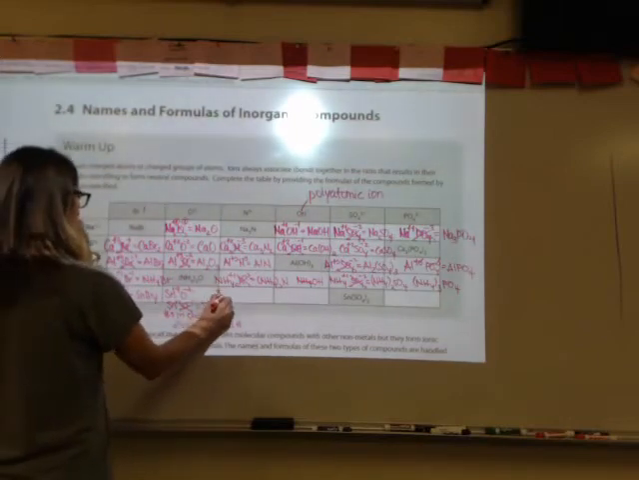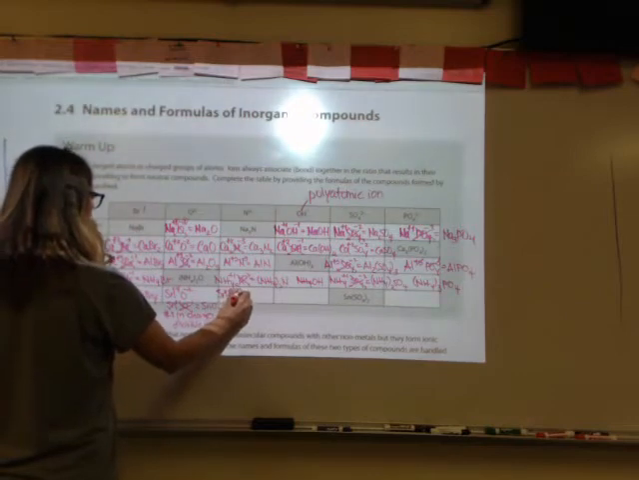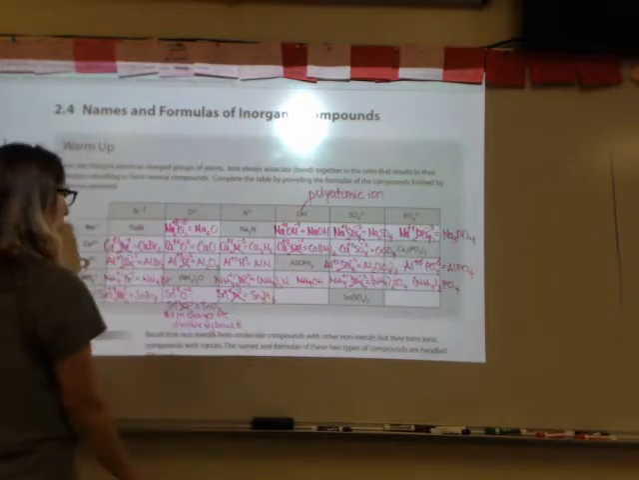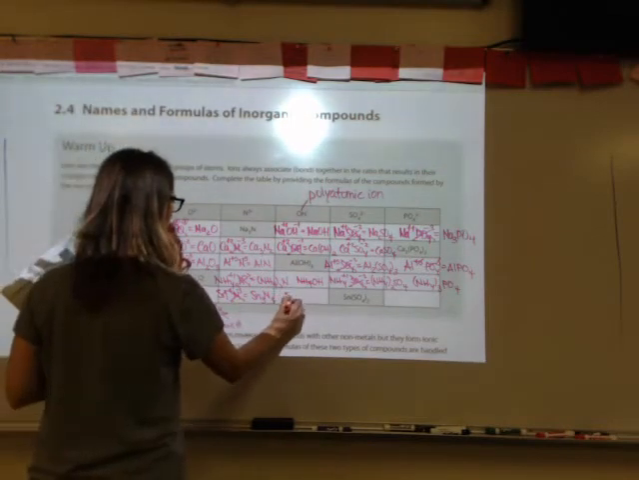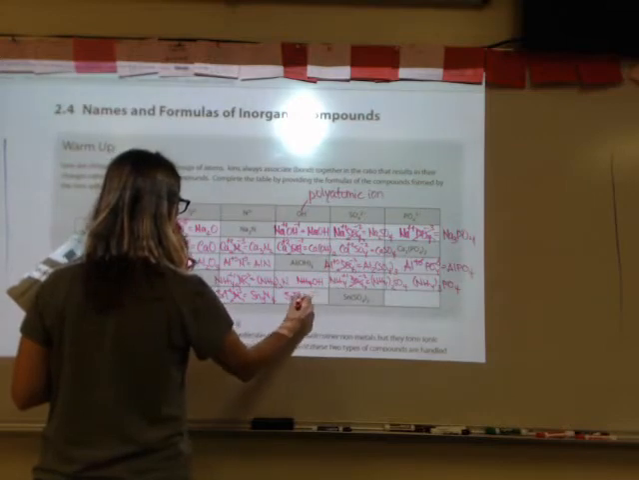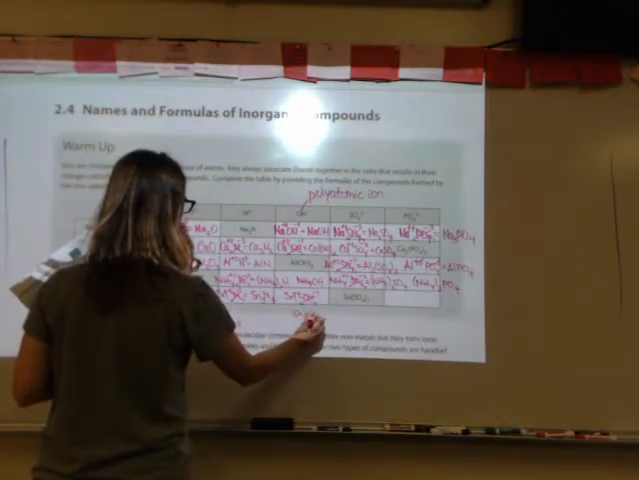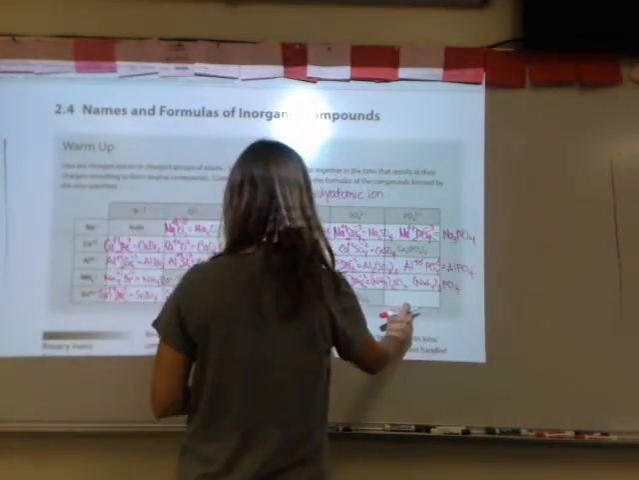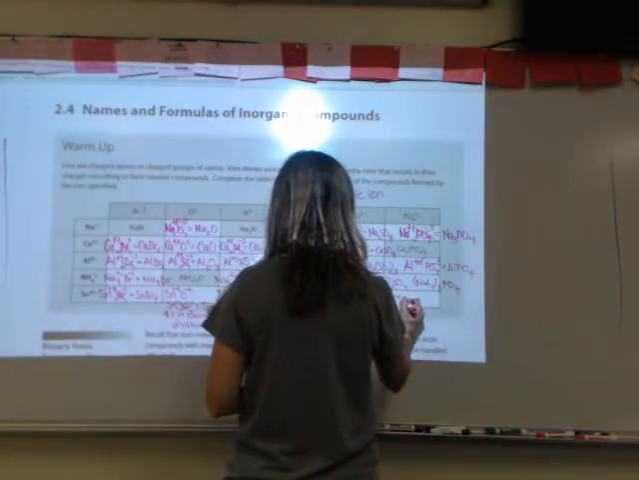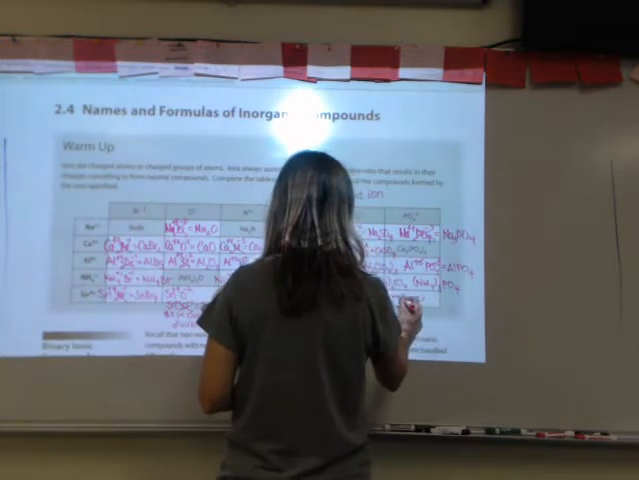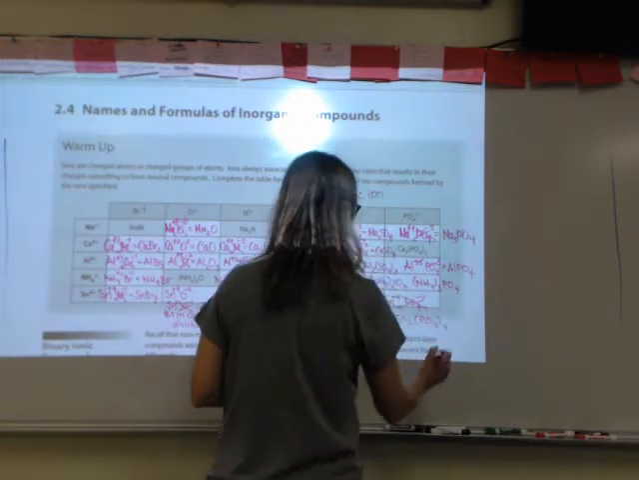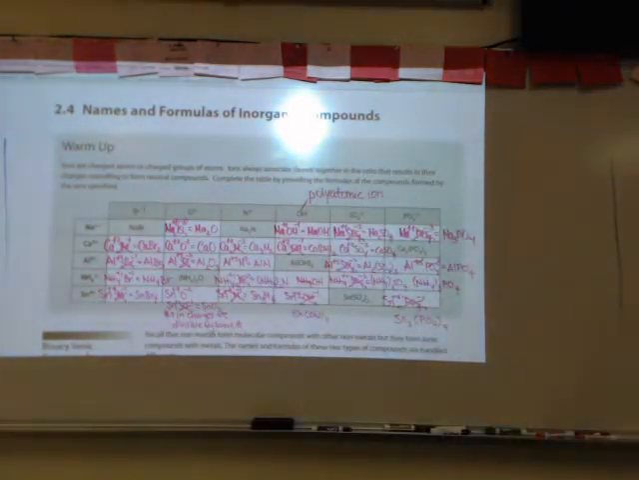This third one, Sn+4 and N-3, you need to cross the numbers and the charges to get Sn3N4. Then Sn+4 with OH-1. You're going to need 4 hydroxides at a negative 1 to counter the plus 4 charge on the cation. This last one, you're going to have Sn+4 with PO4-3. Cross the numbers and the charges, you'll get 3 Sns and 4 PO4s in parentheses.